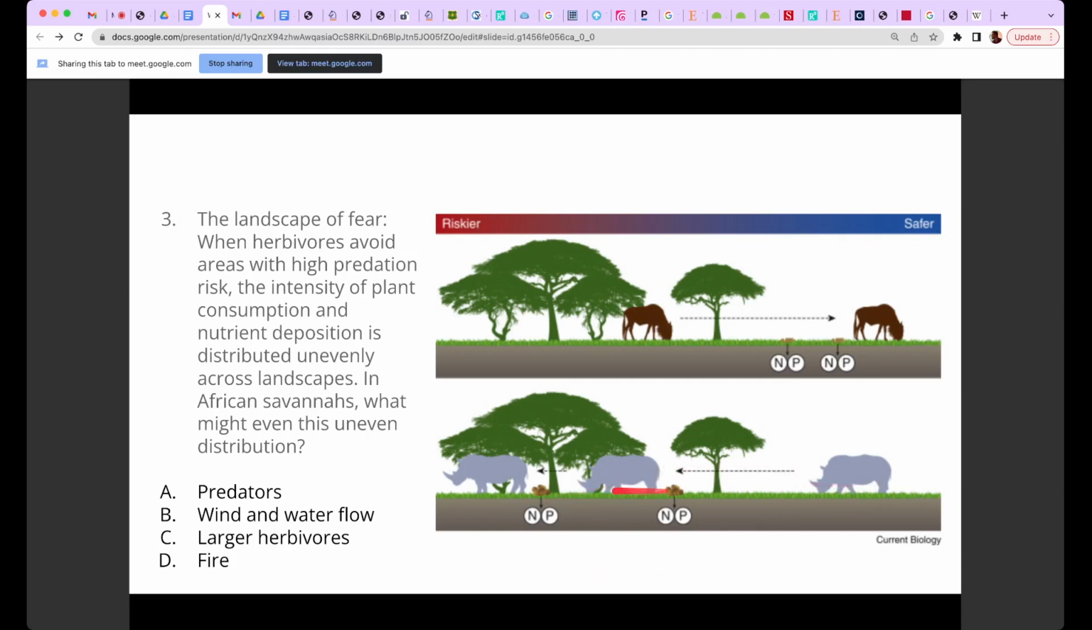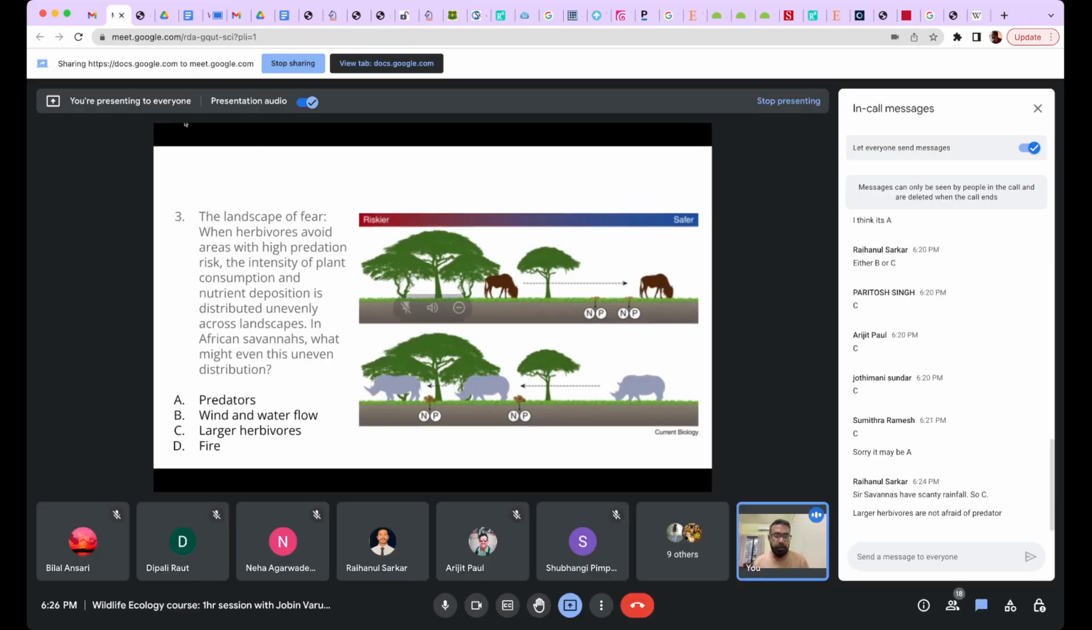So they are equally present in the grasslands as well as in the closed canopy or the forest area. So they are the ones evening out the distribution of the fecal matter and stuff throughout the savannas. Yes, Rehanul, I understand the wind and water flow can also do that.